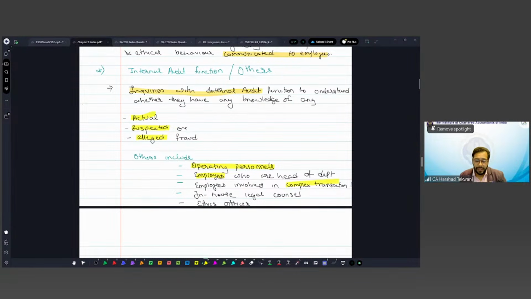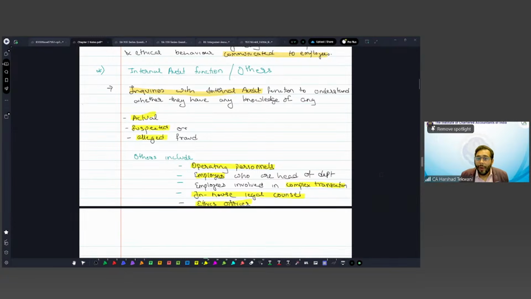For example, if there is a particular mergers team within the company, or a core accounting team within the company or something like that. In-house legal counsel, and right now you are discussing the ethics officer. In a company you have an ethics officer, who looks after ethics-related compliance. So these are the people with whom we will communicate.